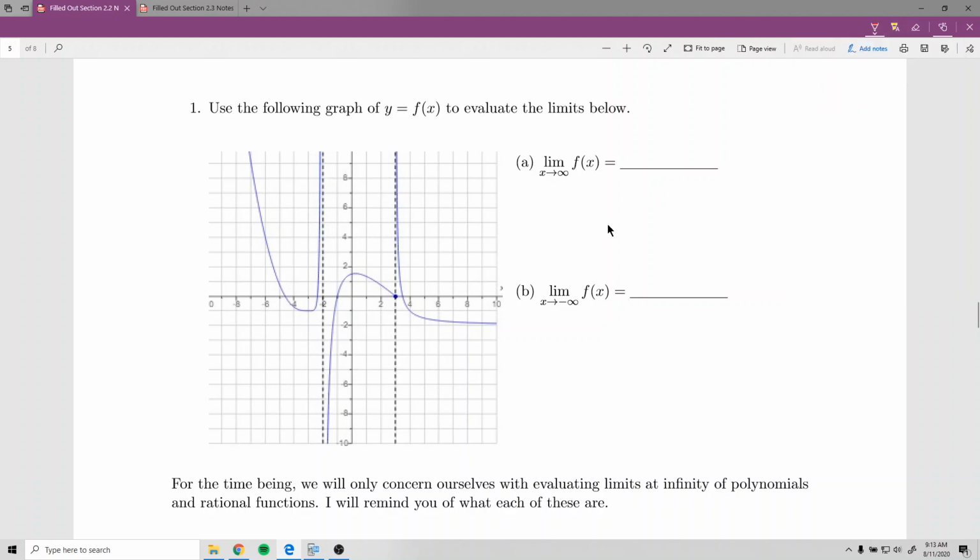Right, so use the following graph of y equals f of x to evaluate the limits below. So we have the graph of f of x, and we want the limit as x goes to infinity and x goes to negative infinity. So the idea here is as x goes to infinity, it's all the way to the right. So you just want to ask yourself, what's happening if we keep moving to the right? And you won't be able to see the whole graph naturally. This one stops at 10. So you have to just use your judgment. Where does it look like it's going towards?